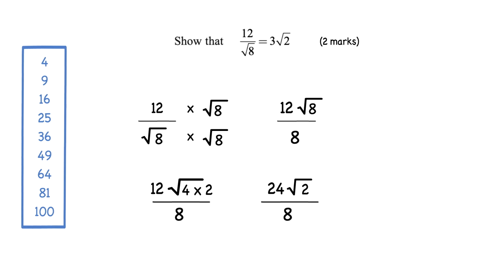This has helped us out with the division as well, because we couldn't divide 12 by 8 in the earlier form of our question, but we can now divide 24 by 8, which is 3. So the overall answer will be 3 root 2, and that is the exact answer that the examiners want us to get to.